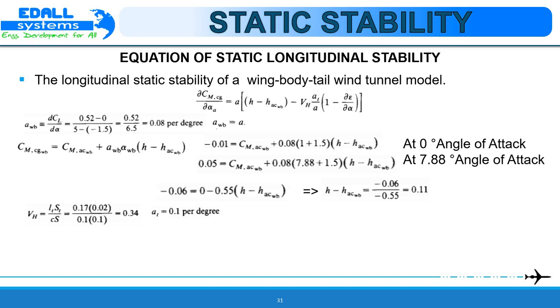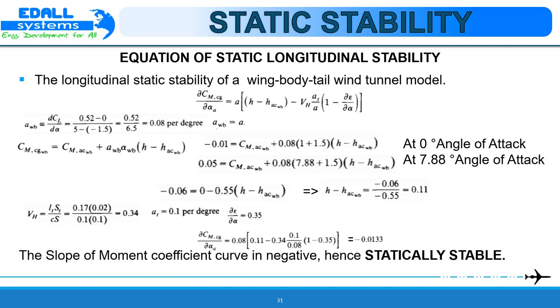And we note that lift slope of tail is 0.1 per degree, which is already given in the description, and change in downwash angle with respect to angle of attack is 0.35. Substituting all this in the equation of static longitudinal stability, we get minus 0.0133, which says the slope of the moment coefficient curve is negative, hence the aeroplane model is statically stable.